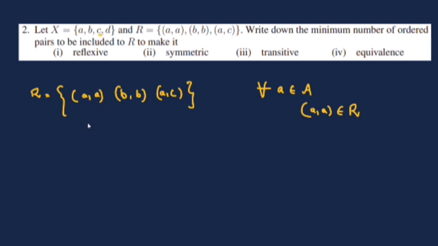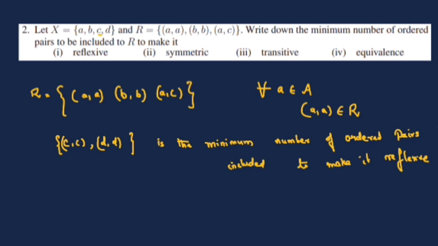So we have to add, what should we add now? The minimum they asked. (c,c), and also what about (d,d)? It is also not there. So what should we add? We should add (c,c) and (d,d) to make it reflexive. That is the minimum number of ordered pairs to be included to make it reflexive.